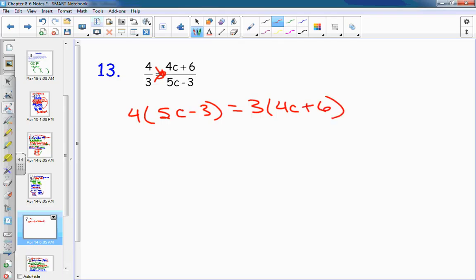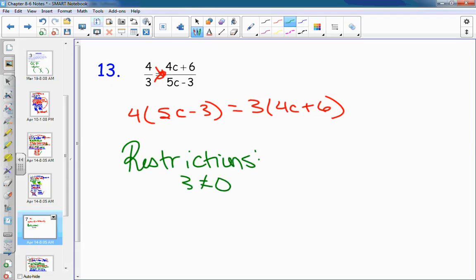But what can c not be? You still have restrictions, right? You still have restrictions. And those restrictions come from your denominator. Can 3 ever equal 0? No. But can 5c minus 3 ever be 0? It can, so you have to find that restriction. Does that make sense? Okay. Questions, comments, or concerns so far about this section? Okay.